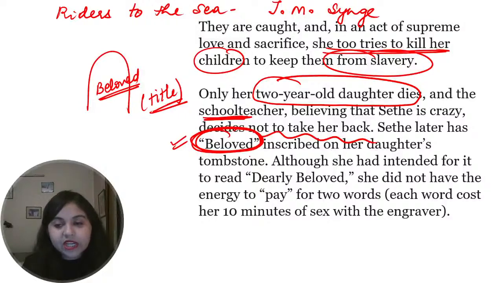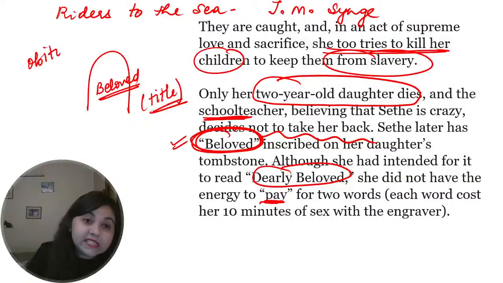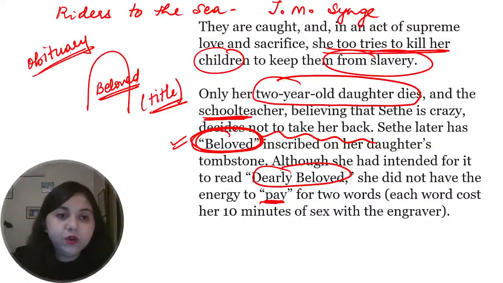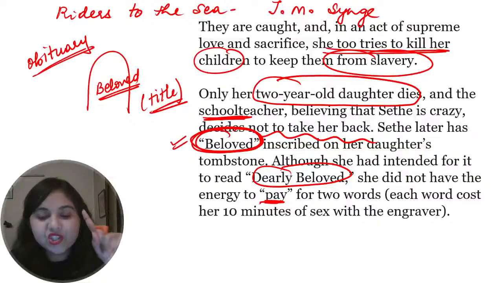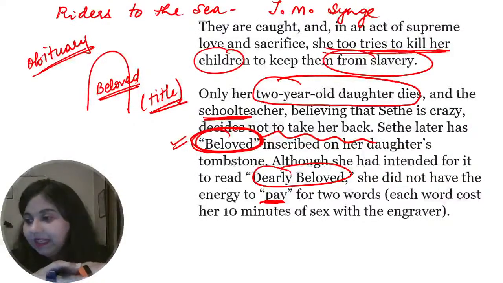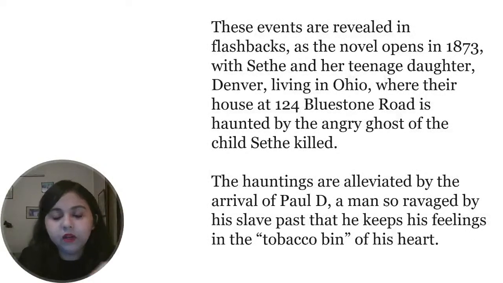Now although she had intended that it should have read Dearly Beloved, of course she couldn't really pay for two words. I hope you guys never have to face that circumstance, but when you're getting obituaries written in the newspaper, you have to be very measured, because for each and every word that you put in, you pay the newspaper whenever you're writing an obituary on the death of someone. So the same thing: she wants Dearly Beloved put on the tomb, but she doesn't have money to pay for two words, so she just writes Beloved. And this is a question that can actually come. This is a very poignant incident if you read the work entirely.